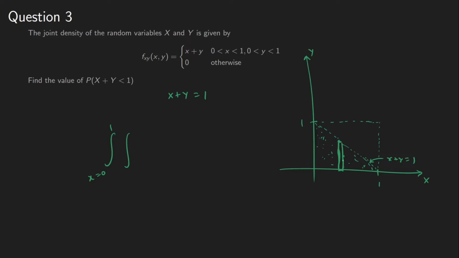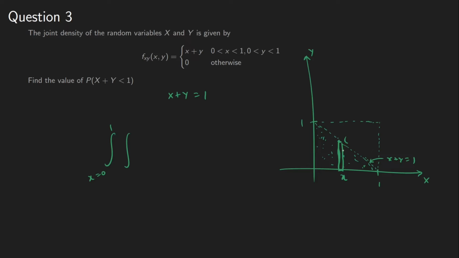And for every such strip, you are adding the PDFs or integrating the PDF. How are you integrating the PDF? That's the question. So you can consider that the strip is at some arbitrary position x. Then for this point, what will be the coordinates?